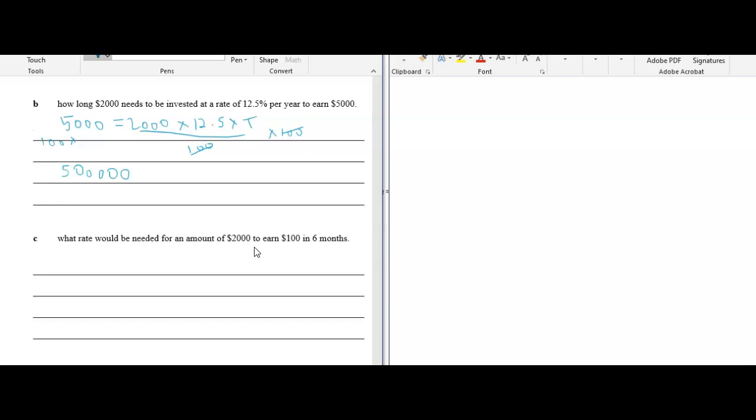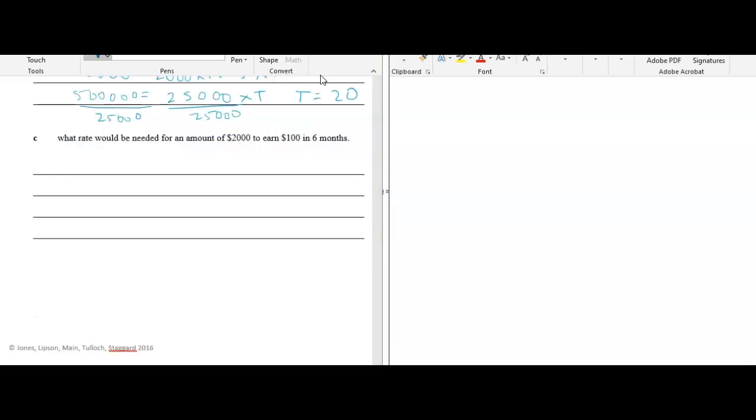So now we've got, let's make sure I've got all my zeros. So 500,000, 2,000 times 12.5 times T. 2,000 times 12.5 is 25,000, and then divide both sides by 25,000. And T is equal to 20.